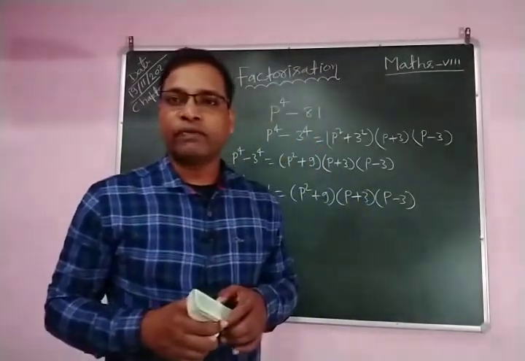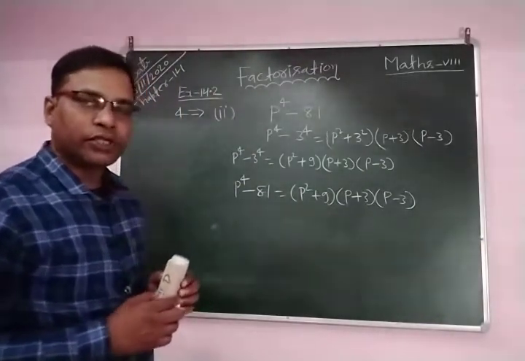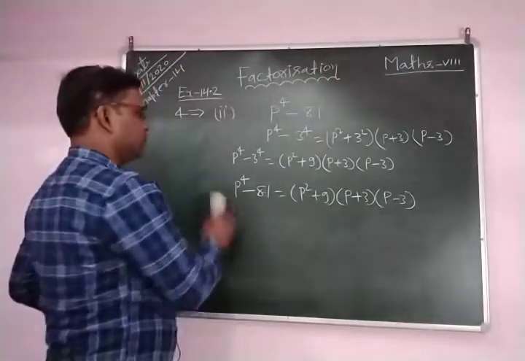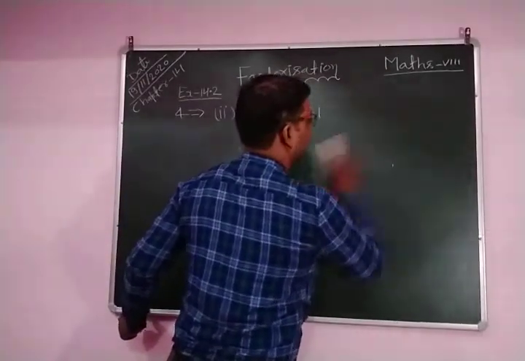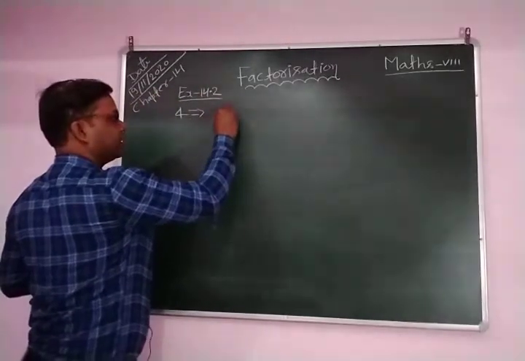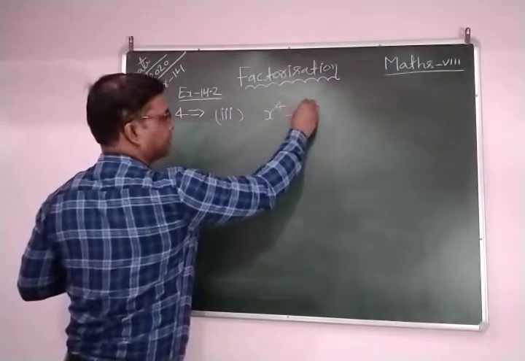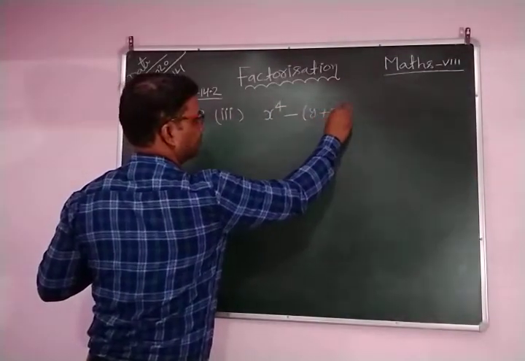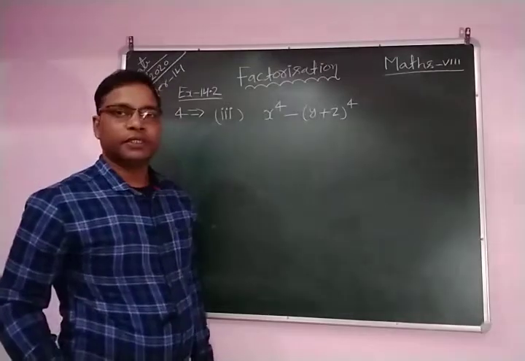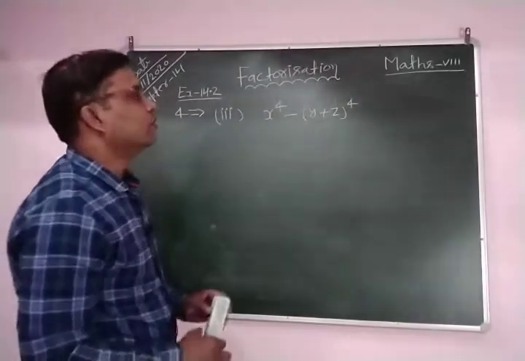Okay, so let's see how to find the factors of the third part, which is given as x power 4 minus y plus z power 4. So let's see what the third part of question number 4 is. This is given here: x power 4 minus y plus z power 4. This is equal to what? You can say here, both are power 4s.